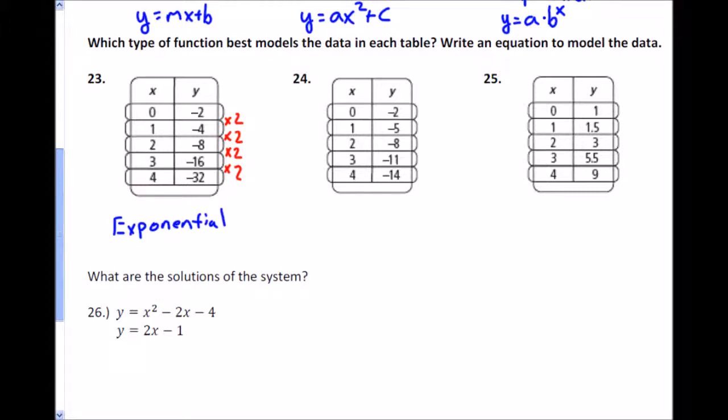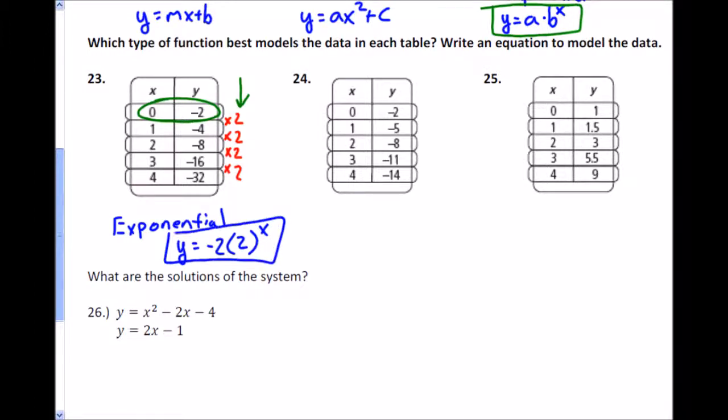And then it asks me to write the equation of the exponential function. Well, coming back up here, remember exponential functions are y equals a times b to the x. So this is going to be y equals, a is my initial amount, which is my y-intercept, which is this guy right here, the -2. The b value is the thing I'm multiplying by each time, which is right here. It's the 2 raised to the x. So my equation is y equals -2 times 2 to the x, and that's it.